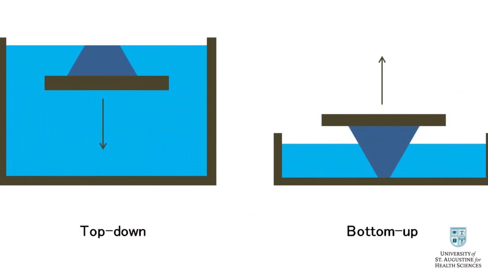These printers have two types of build. The first type is top-down orientation, where the 3D object faces upwards during printing, and the second type is bottom-up, where the 3D object faces downward during printing.